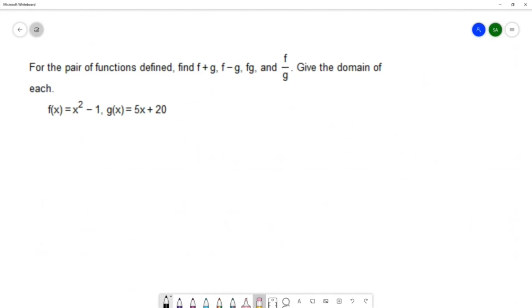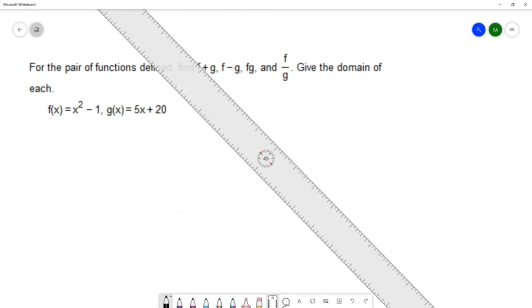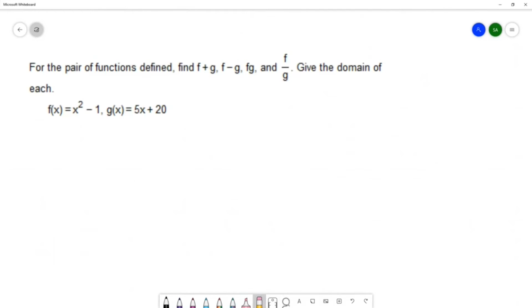We have for the pair of functions defined, find f plus g, f minus g, f times g, and f over g. Give the domain of each. So we're given our f of x to be x squared minus 1, and our g of x to be 5x plus 20.